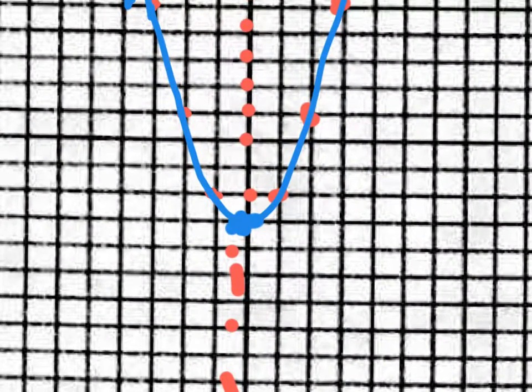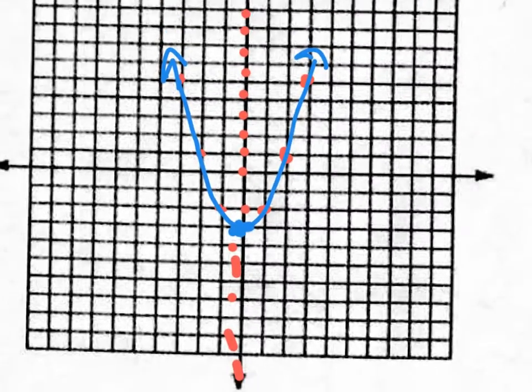Let me show you what I'm talking about, 1, 1, 2, 4, 3, 9. So from this vertex, I went out 1 and up 1. And then if I go back to the vertex and I go 2 out and 4 up, I'll get there. And if I go to the next pattern value of 3, 9, I go 1, 2, 3. If I go up 9, I'll get right there. So it's a quicker way to graph.